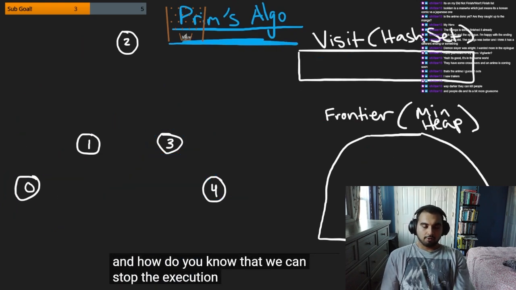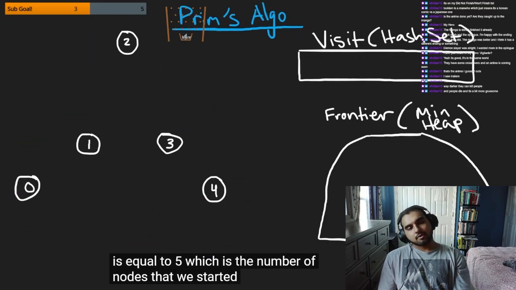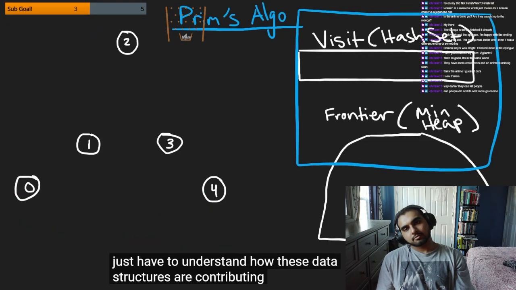And how do you know that we can stop the execution of Prim's algorithm? Well, once the length of our visit set, the number of nodes that we've added, is equal to 5, which is the number of nodes that we started out with. So with all that being said, you just have to understand how these data structures are contributing to the solution, and then we can go ahead and walk through it.